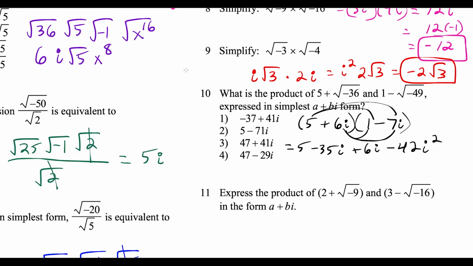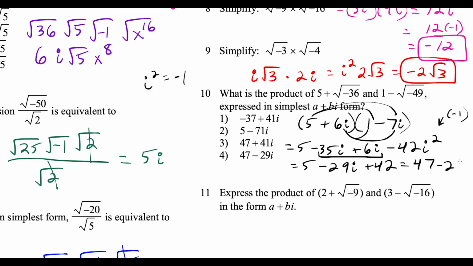So now we're going to use the idea again that i squared is equal to negative 1. What we have is 5, and then we can combine the imaginary components here. Negative 35i plus 6i is negative 29i. And then we have minus 42 times i squared, remember that's equal to negative 1, and negative 42 times negative 1 is positive 42. So now we just add the real numbers together. 5 plus 42 is 47, and that's going to give us 47 minus 29i. So our solution here is choice 4.